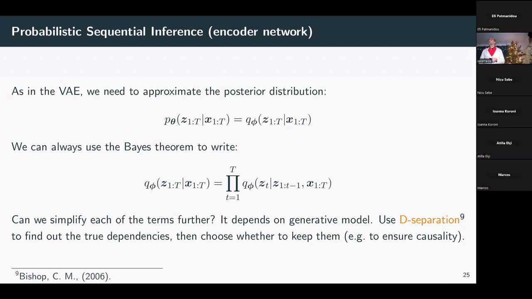So there might be reasons to simplify even further, like, for instance, to have a causal inference model, but I would recommend that you go first through this d-separation step, and then if you need to simplify further, that's okay, but at least you know that you're simplifying your model further, right?